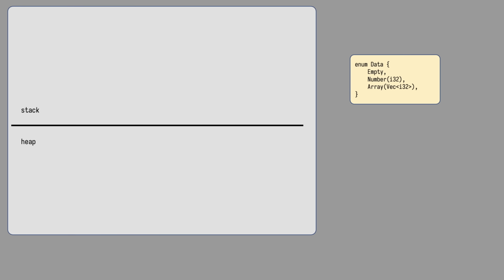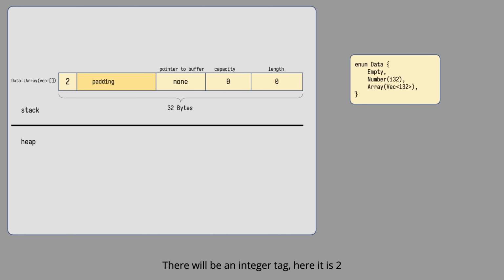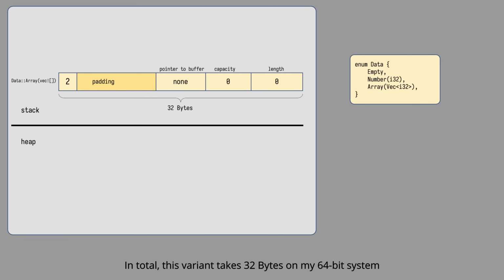In the next example, our enum has 3 variants. The empty variant doesn't store any other values. The number variant has an i32. The array variant has a vector of i32. First, let's look at the memory layout of the array variant. There will be an integer tag, here it is 2. Then there will be 3 machine words for storing the vector. The compiler will also add some padding to make the proper alignment. In total, this variant takes 32 bytes on my 64-bit computer.